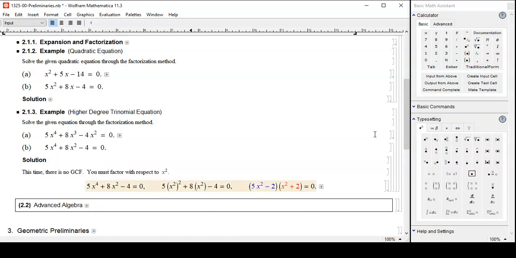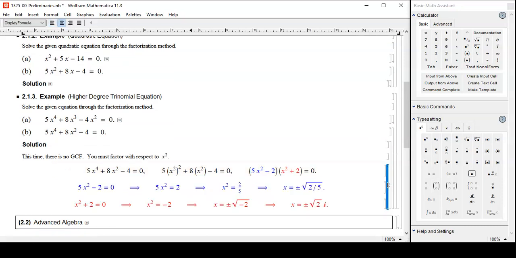We get that. We're not done yet. We just did a factorization. We have to set the first factor equal to 0 and the second factor equal to 0. Let's set the first factor equal to 0. What do you get? 5x squared minus 2 is equal to 0. 5x squared is equal to 2. X squared is 2/5. So far so good. And then what? We take the square root. Plus or minus square root of 2/5.